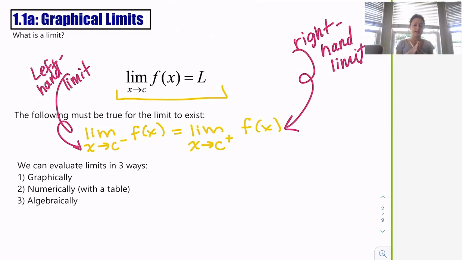Okay, we do not have to actually reach that point, but we have to be approaching the same value coming from the left and the right. Okay, so there are three ways to evaluate limits. We've got graphically, which is what we're going to spend the next couple days on, numerically with a table, and then algebraically.